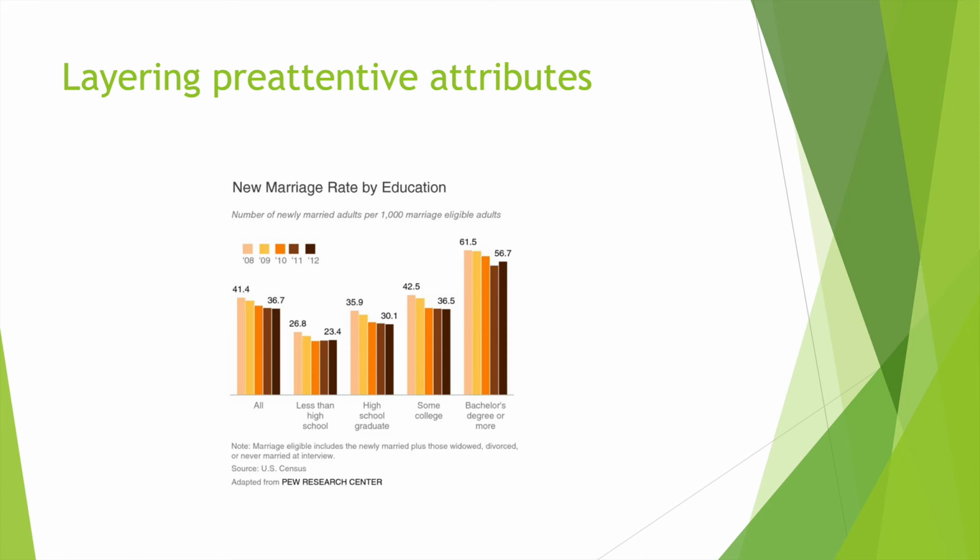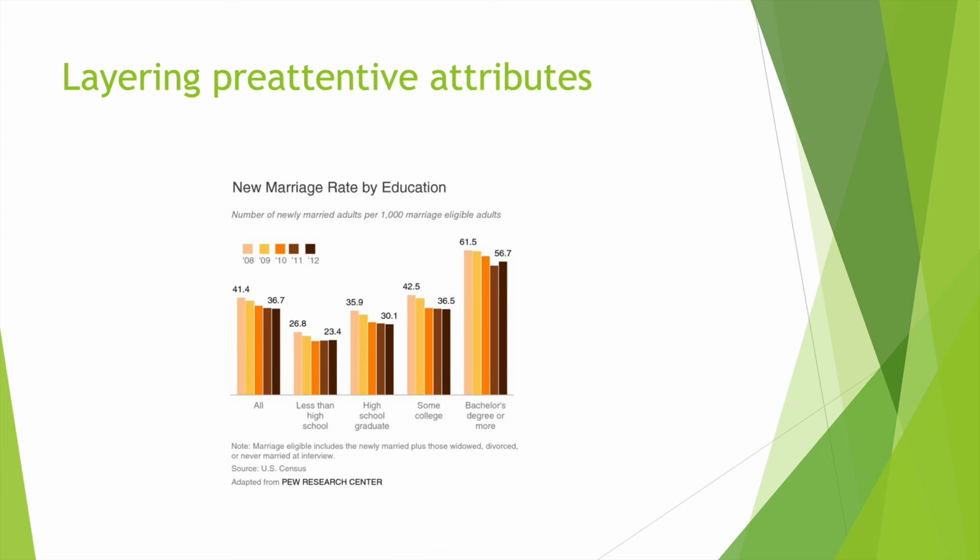Tell a story. New marriage rate by education. Number of newly married adults per 1,000 marriage eligible adults. This right here is a really good graph, I think. It tells me right off the bat, I can look at it. It tells me the years. It tells me what the different colors represent. This is good. This is perfect, I think. So this is awesome, and it's kind of an interesting graph, though.